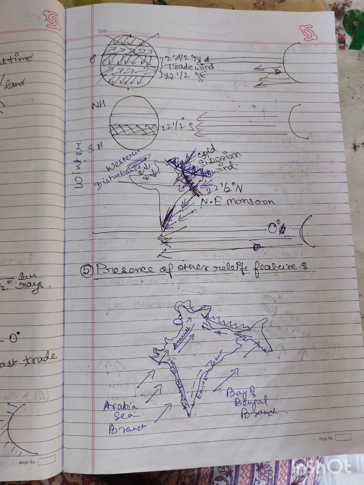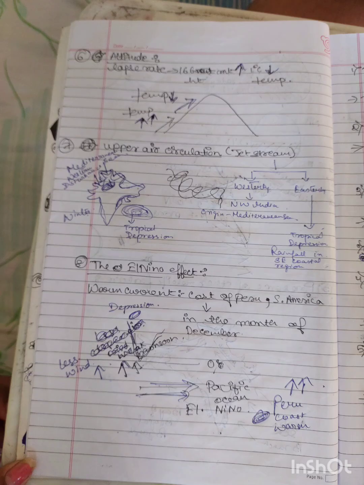Then in the fifth part I have shown the presence of other relief features, the Aravalli Hills, the Western Ghats, the Eastern Ghats, the Meghalaya Plateau, and the Himalayas, and how they affect the climate. Next, over here you can see the altitude and the lapse rate, how due to the rise in altitude the temperature changes. So up next is the upper air circulation, that is the jet stream that is being divided into westerly and easterly parts, and it is entering India and is also responsible for tropical depressions.